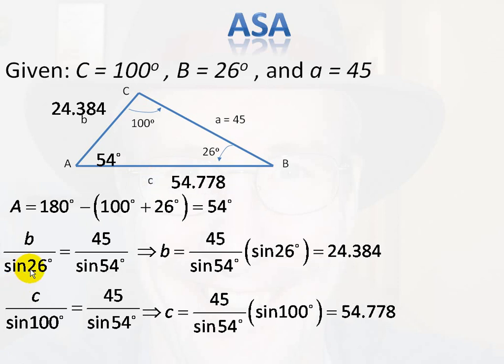And we get 54.778. So you see, these two problems, the previous one and this one, work the same way. Just the information that we were given was a little bit different. We were given the included side this time.